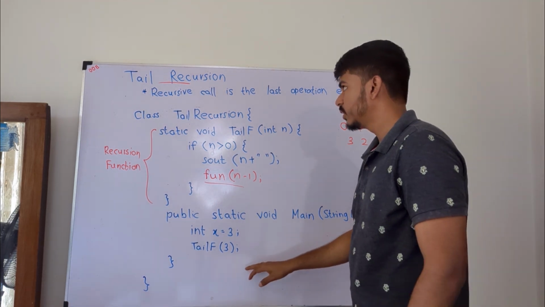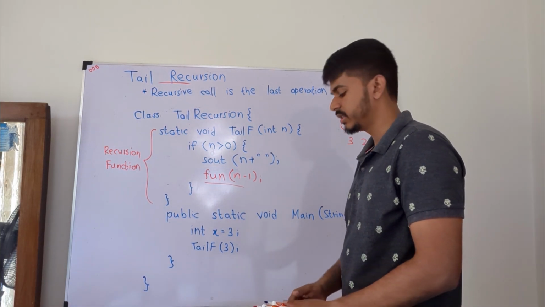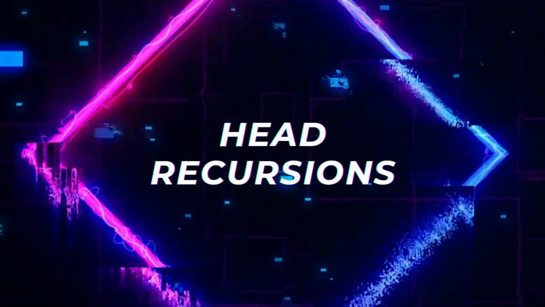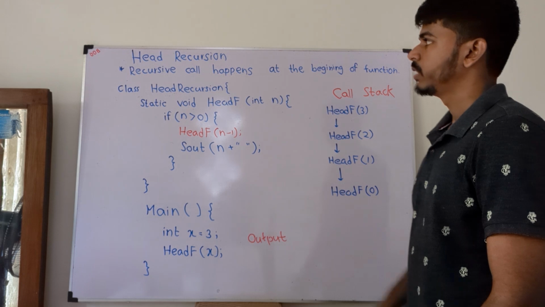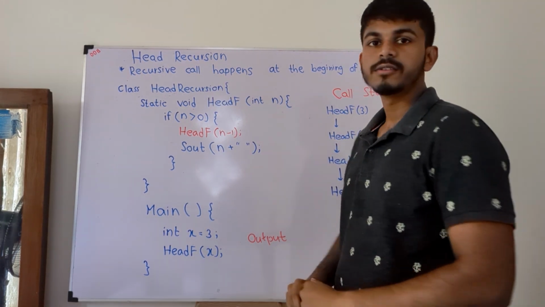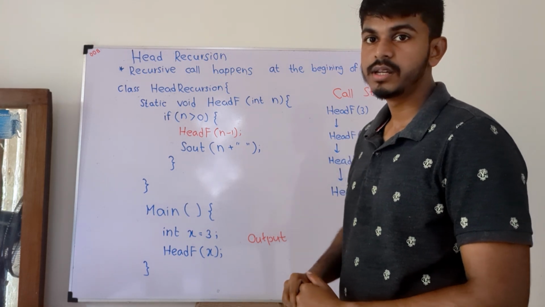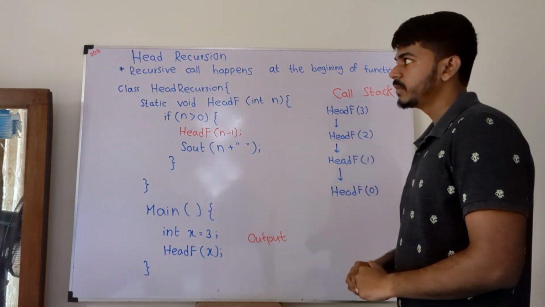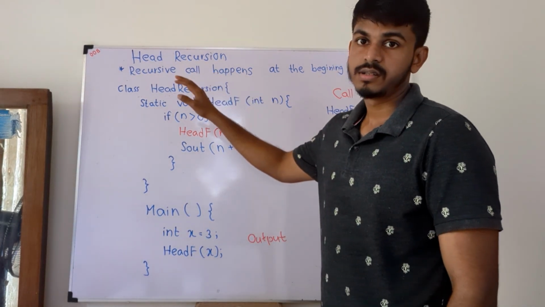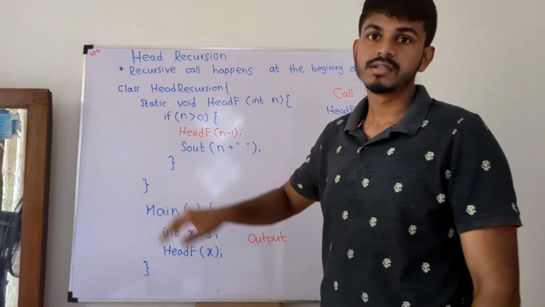After this, we are going to talk about head recursion. Up next is head recursion. In this, the recursive call happens at the beginning of the function. This means before any other operation, the recursive call happens. After that, all the operations are done.